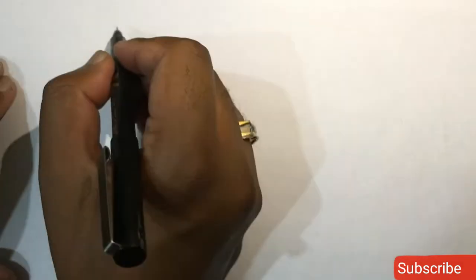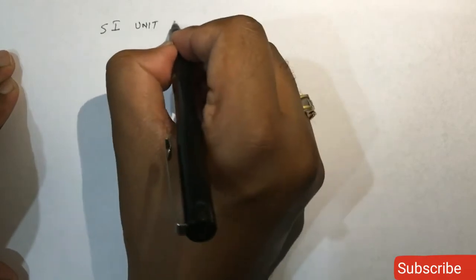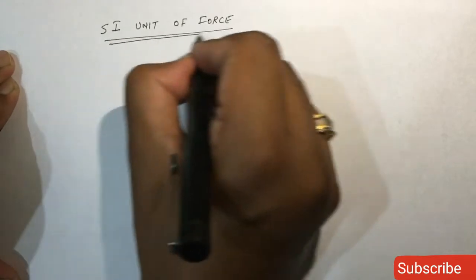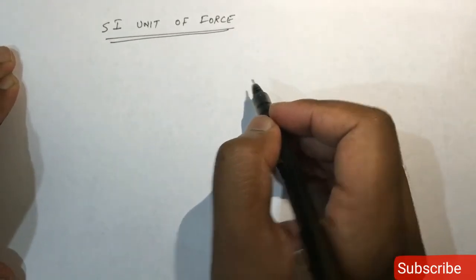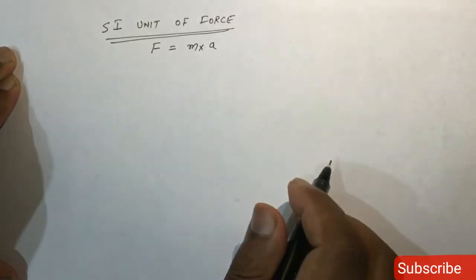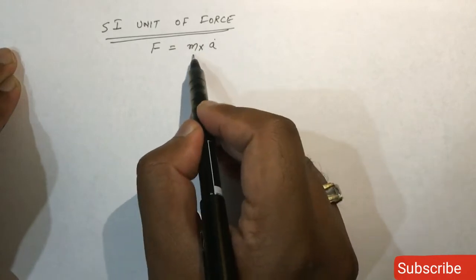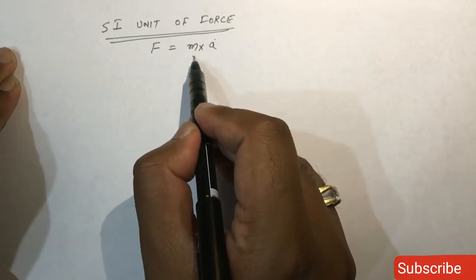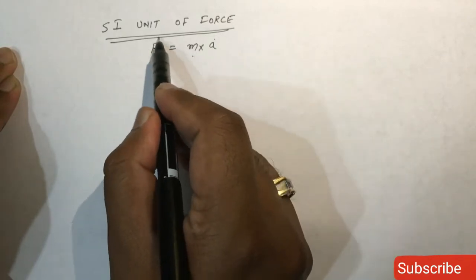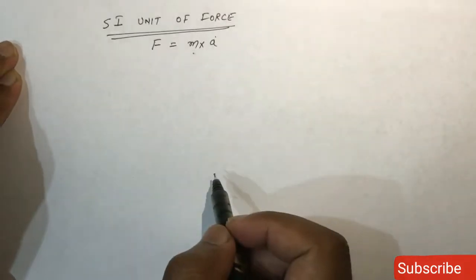Now let us discuss the SI unit of force. Now we have the formula of force, that is mass into acceleration. Now look, acceleration is a vector quantity, mass is scalar. When you apply the operation scalar and vector, the result is that force is a vector quantity. Clear? So force is a vector quantity.